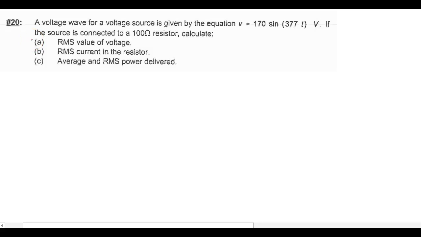Okay, this question talks about an AC voltage source or EMF given by the equation 170 times sine of 377t. It is connected to a 100 ohm resistor. And so in this question, the 170 here represents V peak, and the 377 represents omega, which is 2 pi times f, which is the angular velocity of the generator.